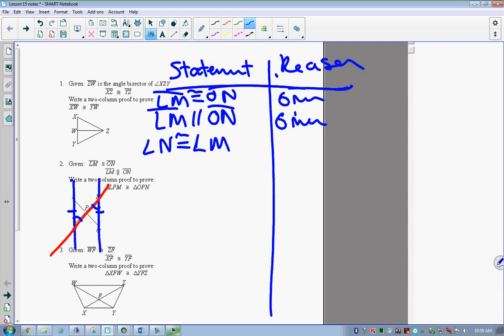You're close. The word isn't opposite, it's alternate. Alternate. And the long phrase is, if two parallel lines are cut by a transversal, then their alternate interior angles are congruent. We can shorten it to alternate interior angles theorem. Okay? Does that work? All right, can anybody give me anything else?